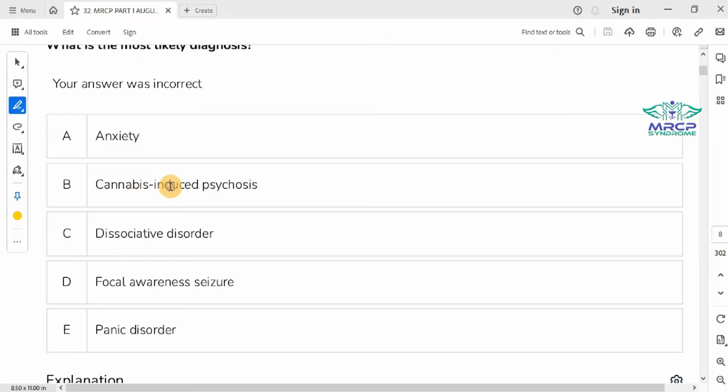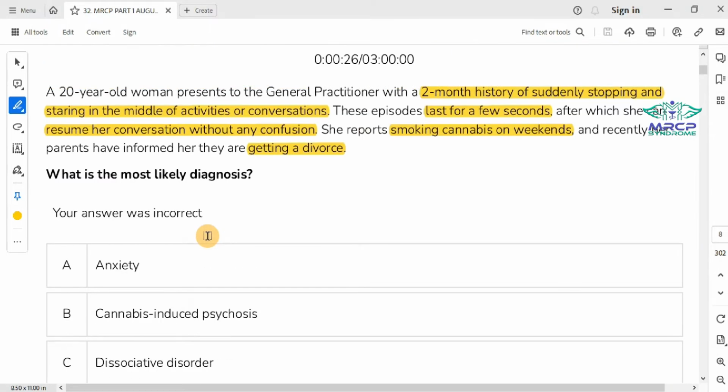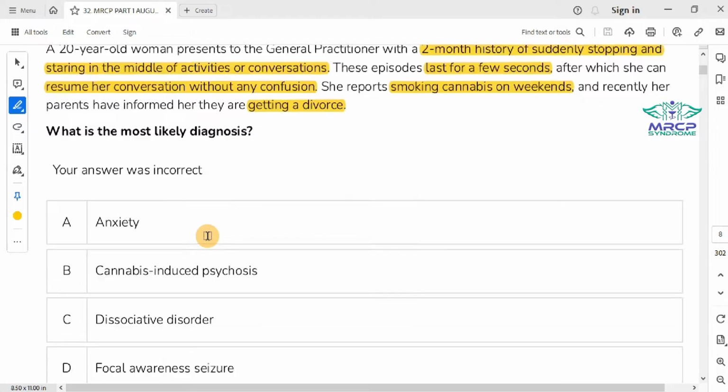And cannabis induced psychosis will involve the hallucination or delusion or disorganized speech. And with respect to the dissociative disorder, there would be disruption in the identity, memory, or consciousness, meaning there would be a prolonged period of detachment from reality, and it often occurs in the context of a severe emotional stress. But the scenario given here is a sudden brief episode lasting for around seconds.